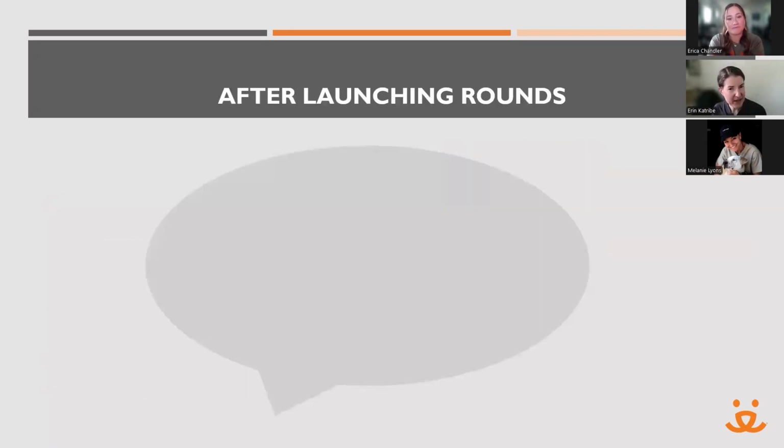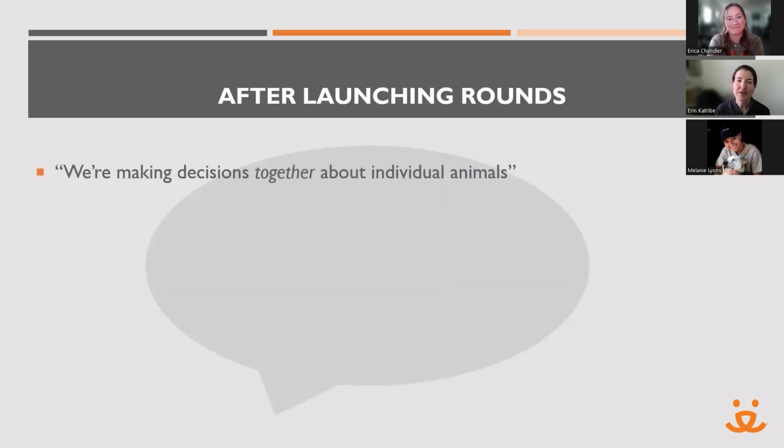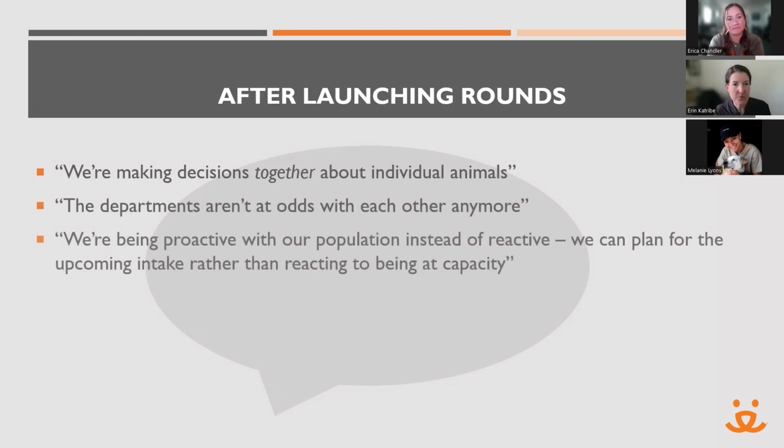What did the staff have to say about it? And so here's some quotes. We're making decisions together about individual animals. And remember, these were the teams that were so siloed when we started. The departments aren't at odds with each other anymore. We're being proactive with our population instead of reactive. We can plan for the upcoming intake rather than reacting to being at capacity.